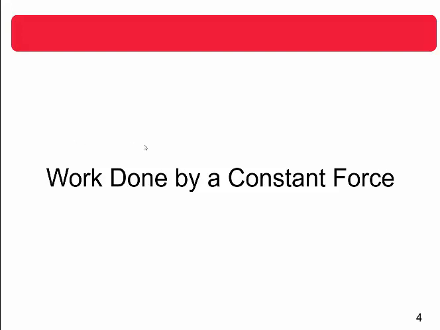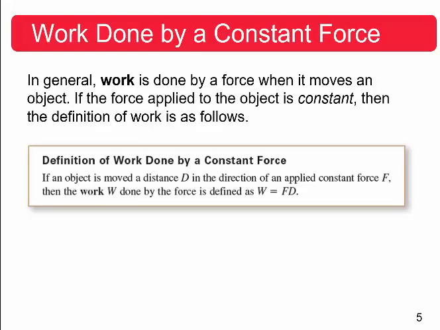This is pretty straightforward and easy, actually. In general, work is done by a force when it moves an object, like when you push or pull an object. If the force applied to the object is constant, then the definition of work is very simple. If an object is moved a distance d, 5 feet, 1 mile, 2 inches, any distance, in the direction of the applied constant force F, then the work W done by the force is defined as force times distance. Work is always the force applied times the distance. Just remember that, because it will come up a lot throughout this lecture. Work is equal to force times distance.